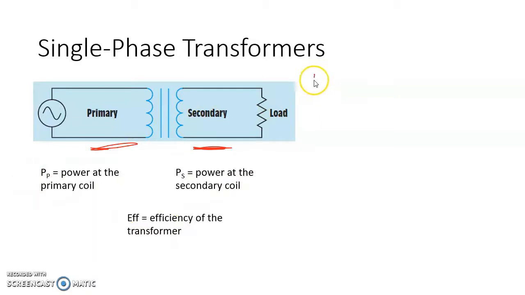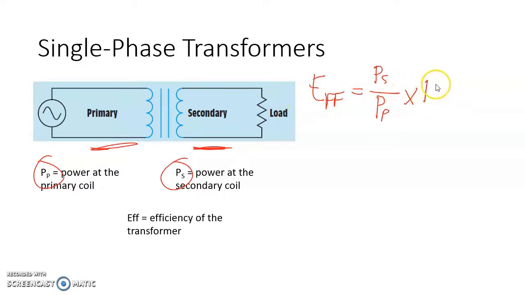And that gives a formula. The efficiency of the transformer equals the power at the secondary, that's this value here, divided by the power at the primary. And we need to multiply that by 100. And I'll explain that in just a second.